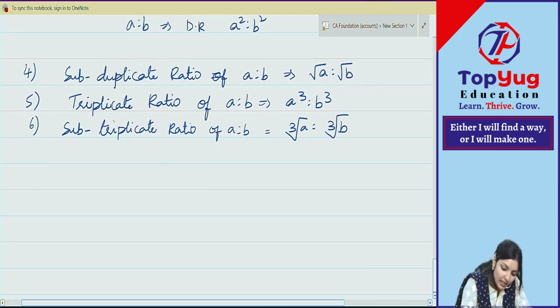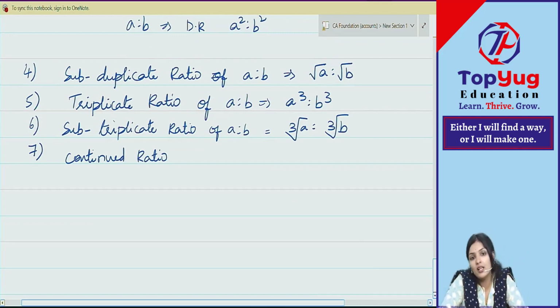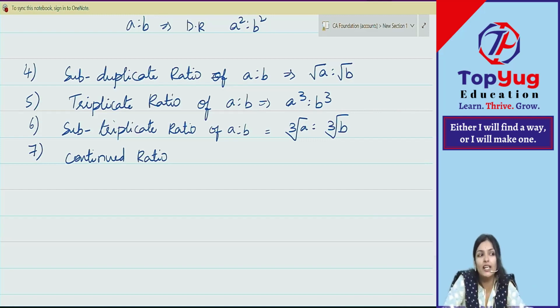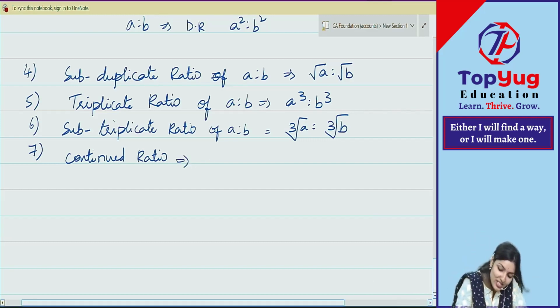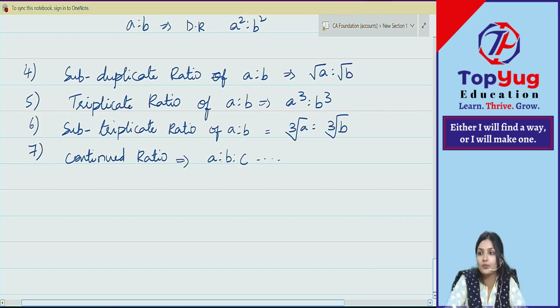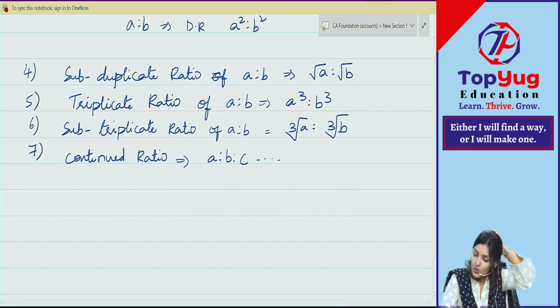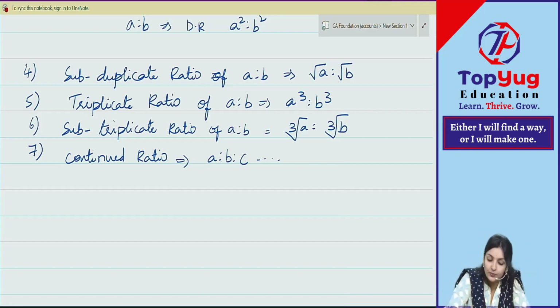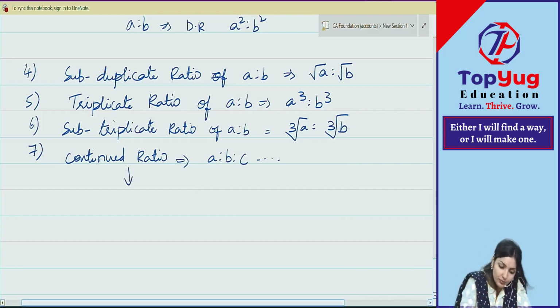Okay, the last one I'll tell you now. Continued ratio. Will you have only two partners in your partnership? Will you have only two children? It can be 2, 3, 4. It is your wish how many you want. So continued ratio is A is to B is to C and so on. Okay, so just write down a sentence over there for continued ratio.